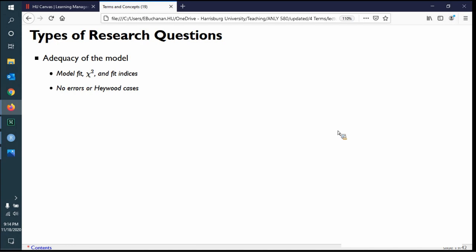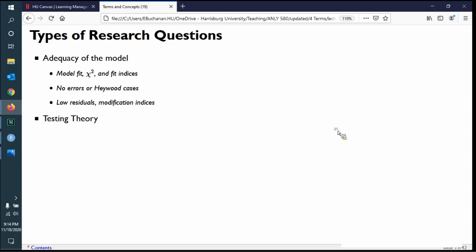We definitely don't want a model that has an error or what's called a Heywood case. More on that later. Models that are good or adequate have low residuals and very small modification indices. And so what we can do is take the errors in a model and it will actually suggest to you things that would make your model better. And so that's called modification indices. It's just, if I modify the model, what happens? And we want to basically not have any, because that would imply that the model's pretty good already.